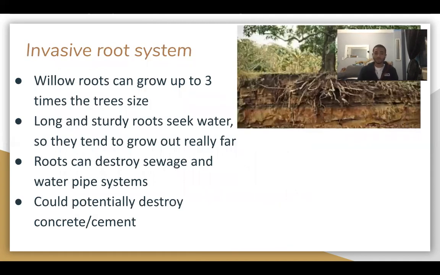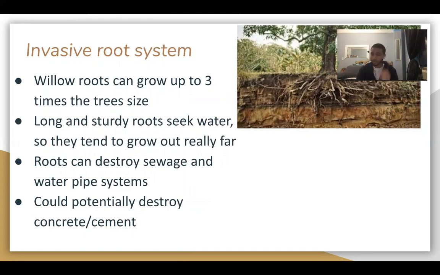I'm going to talk more about the invasive root system of the willow species. Willow trees' roots can grow up to 3 times the tree size. This means that these trees are seeking a lot of water, and if it's not available to them, their roots will grow deeper and longer. And since they are sturdy, they are hard to get rid of, or they would be considered a burden to get rid of. That's why a lot of people would not want willow trees in their backyards, because they can grow very big and they are hard to get rid of.